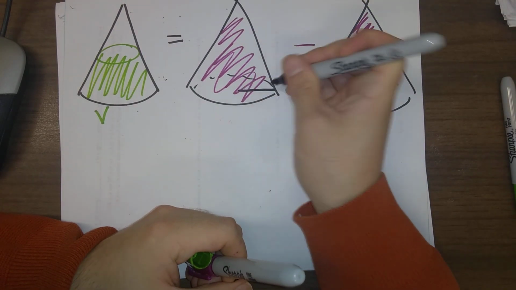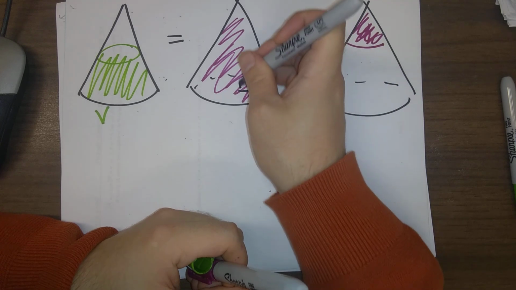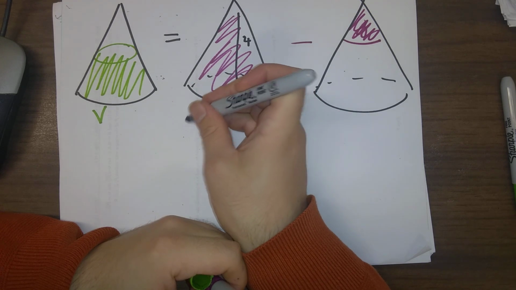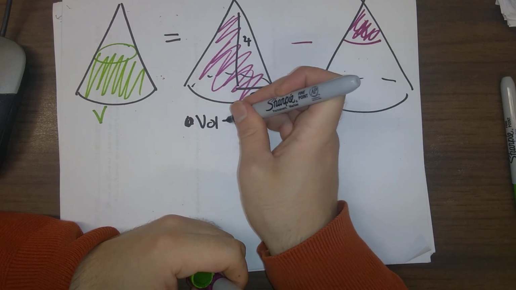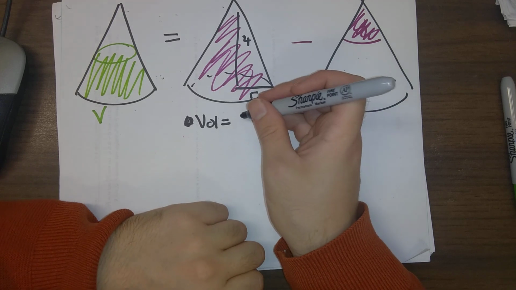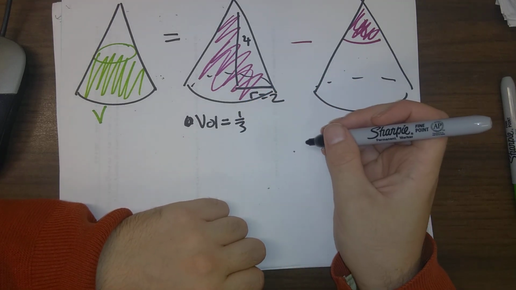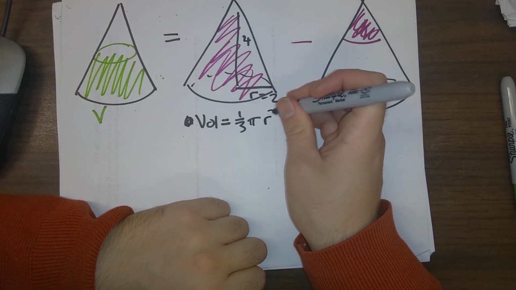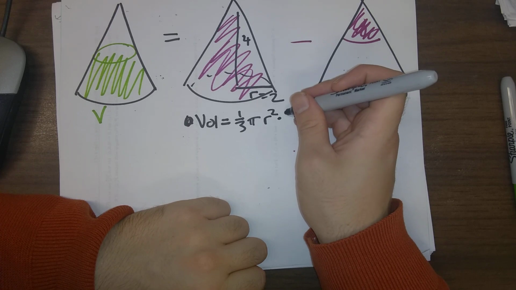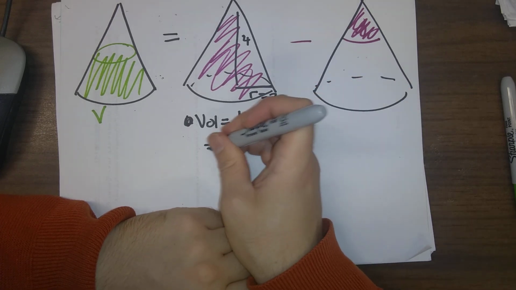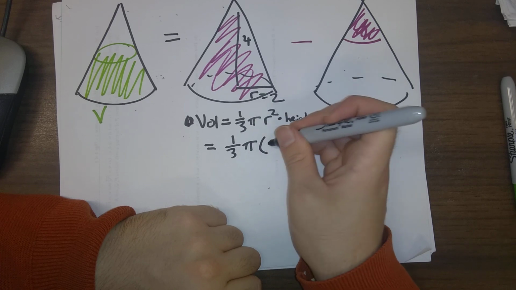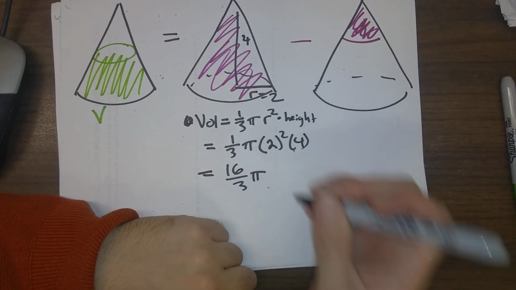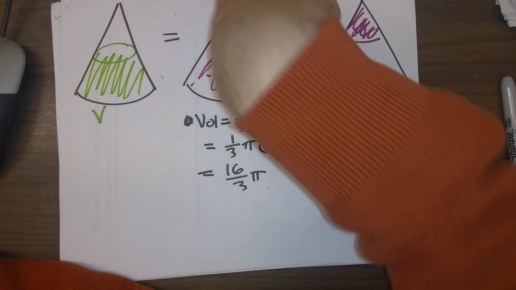So if you recall, in this case, our radius is 2, and the height is 4. The volume of a circular cone is in general 1/3 pi times r squared times the height. So in this case, that's 1/3 pi times 2 squared times 4, or 16/3 pi. So that's the volume of the entire thing.